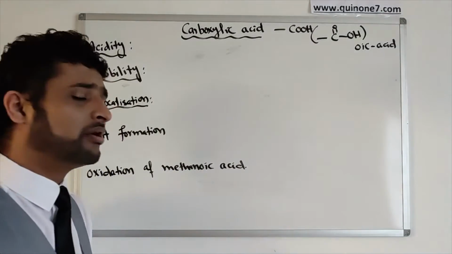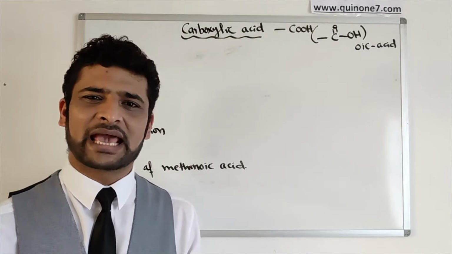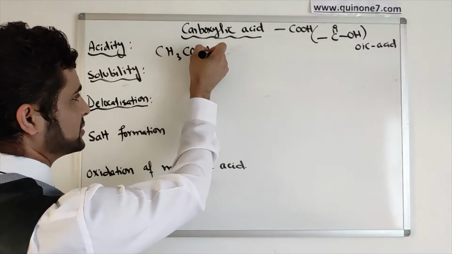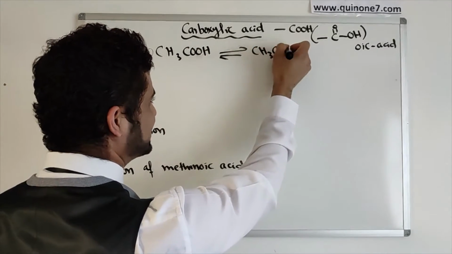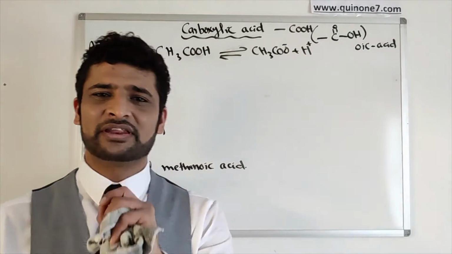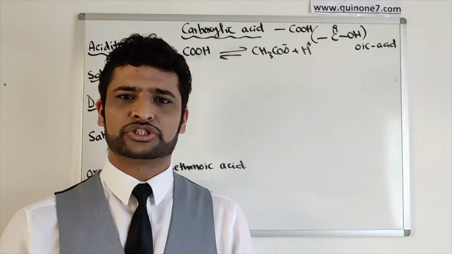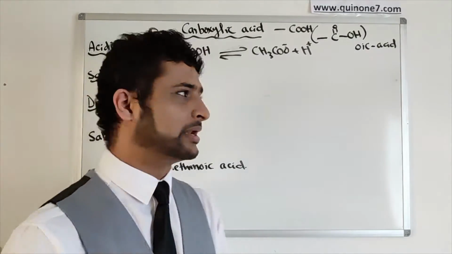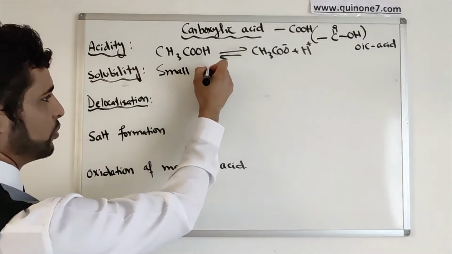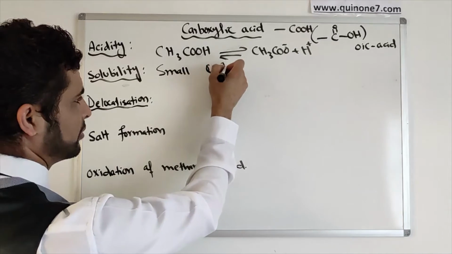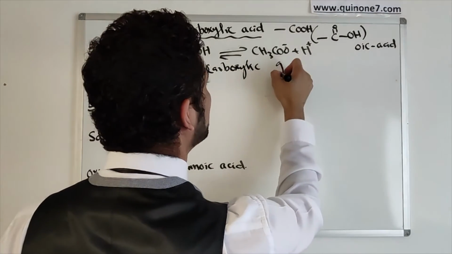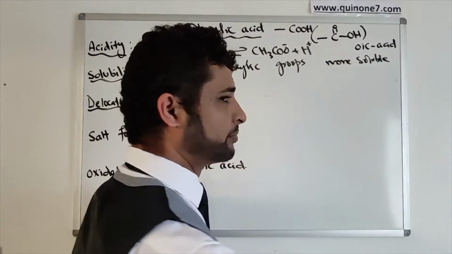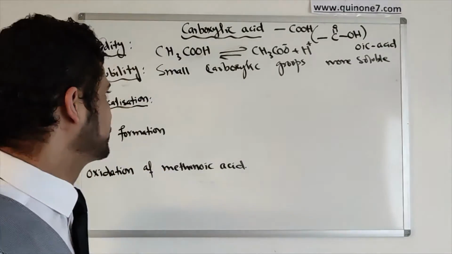So now we're going to start with the acidity. The carboxylic groups are weak acids as compared to nitric acid, sulfuric acid and hydrochloric acid. They dissociate just like normal acids, but the dissociation is very minimal. That's why they are very weak acids. Small acids dissociate, but they also make some hydrogen bonding, so they are a little bit soluble as well. So the small carboxylic groups are more soluble as compared to the large carbon chain carboxylic groups.